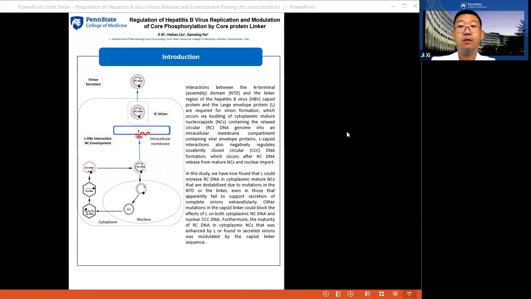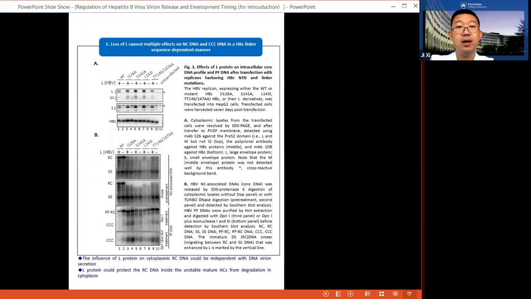In this study, we identified that the capsid and L protein interaction not merely regulates the capsid envelopment, but also takes part in multiple steps of viral replication, which could also be affected by the HBC linker sequence. In Figure 1, for the effect of L protein on viral intracellular amplification, the loss of L protein expression increased the rcDNA level in the wild-type capsid slightly due to the blocking of DNA virion secretion.